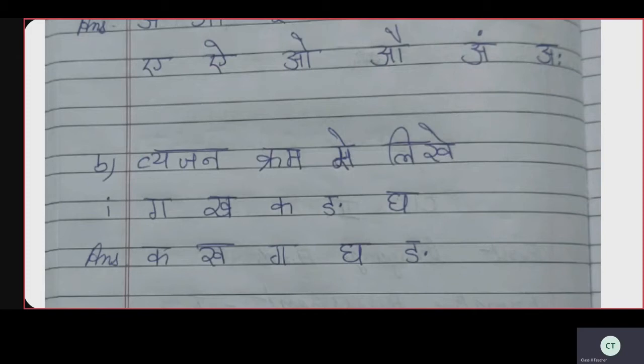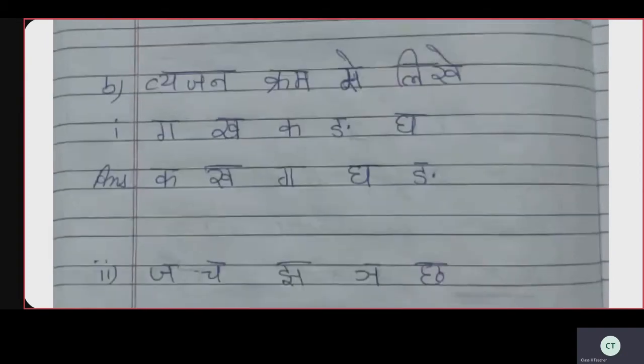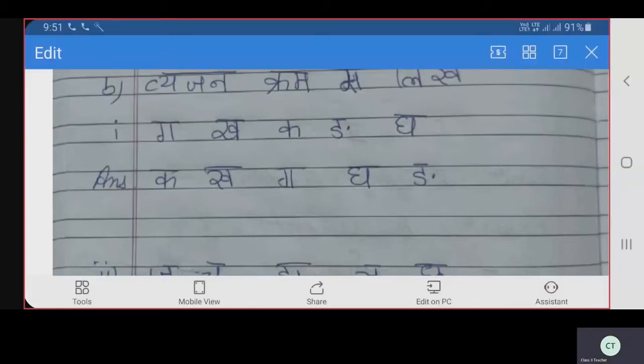In that, second one is, B1 is, व्यंजन क्रम से लिखिए. You have to write व्यंजन in order. Given व्यंजन in the order. First one, what is given? G, K, G, G. All given here and there. You have to write it in order. What will come first? K, then K, then G, then G, then Ida. So, what is the answer? K, K, G, G, D.